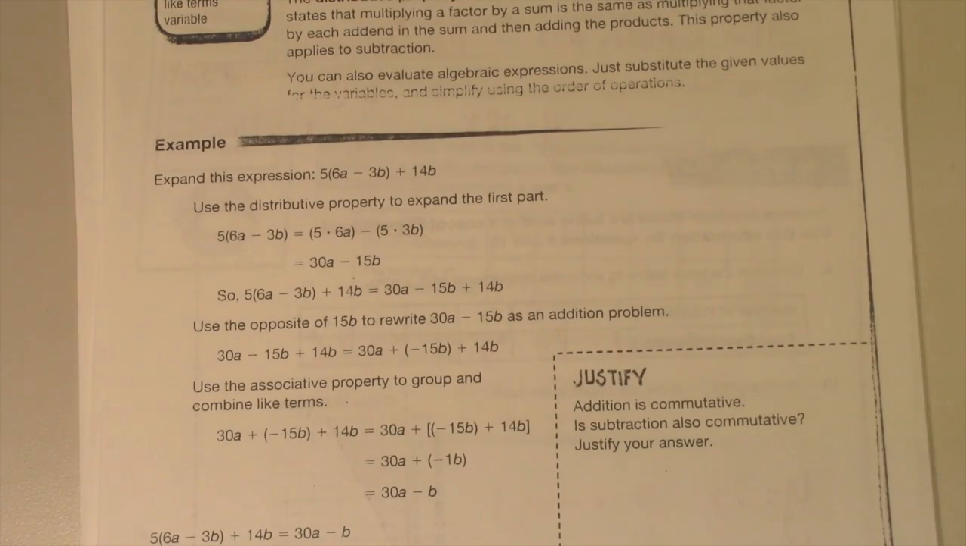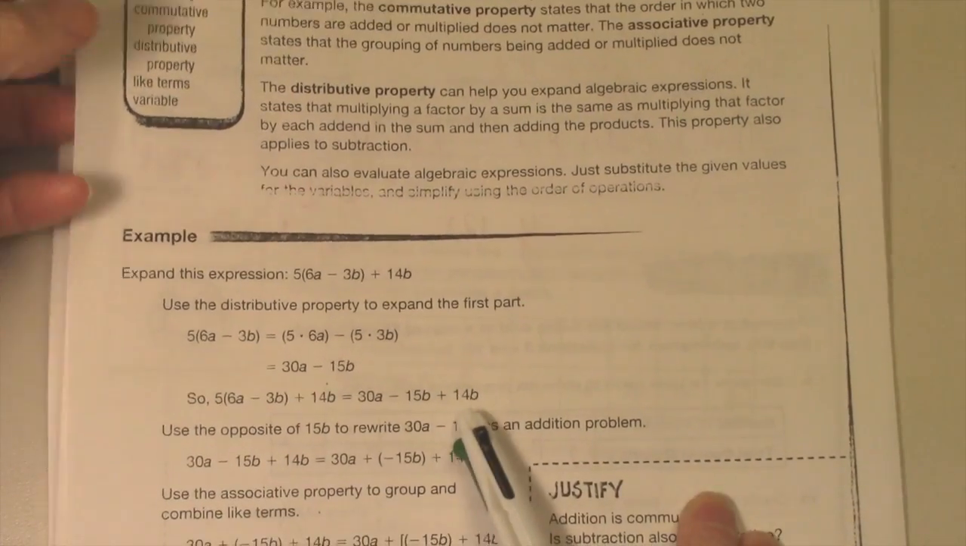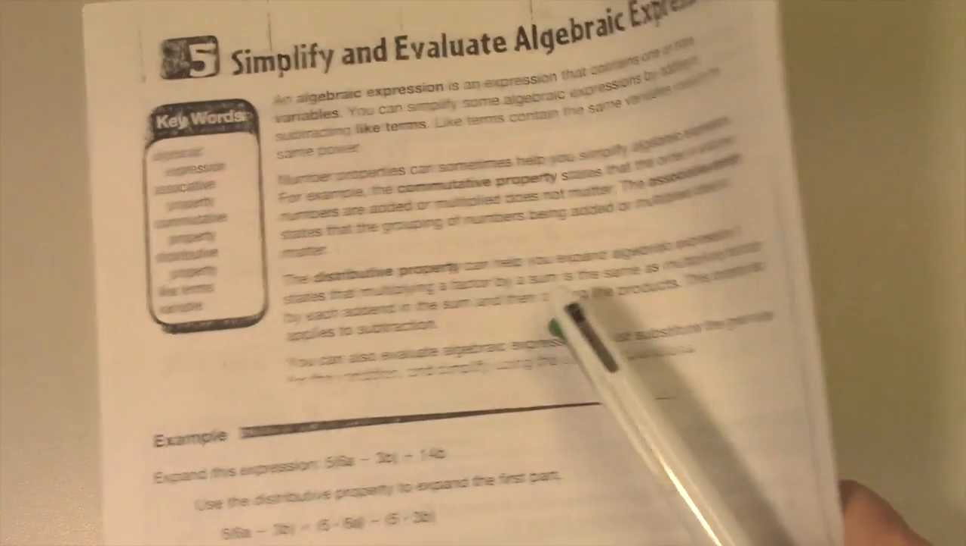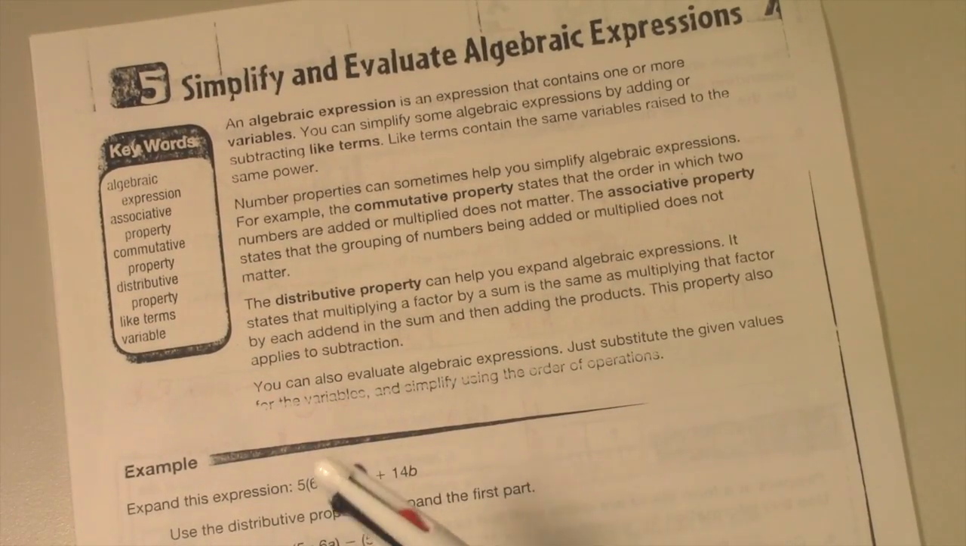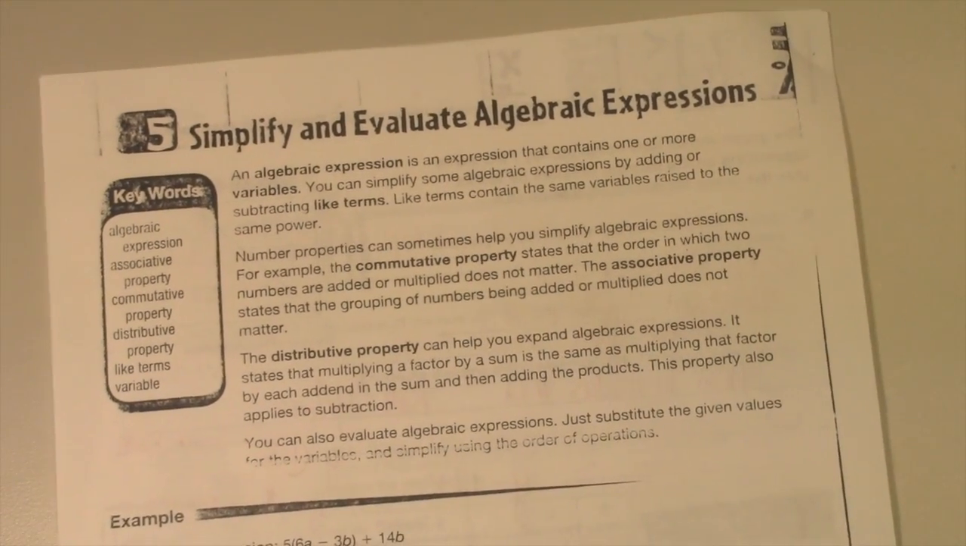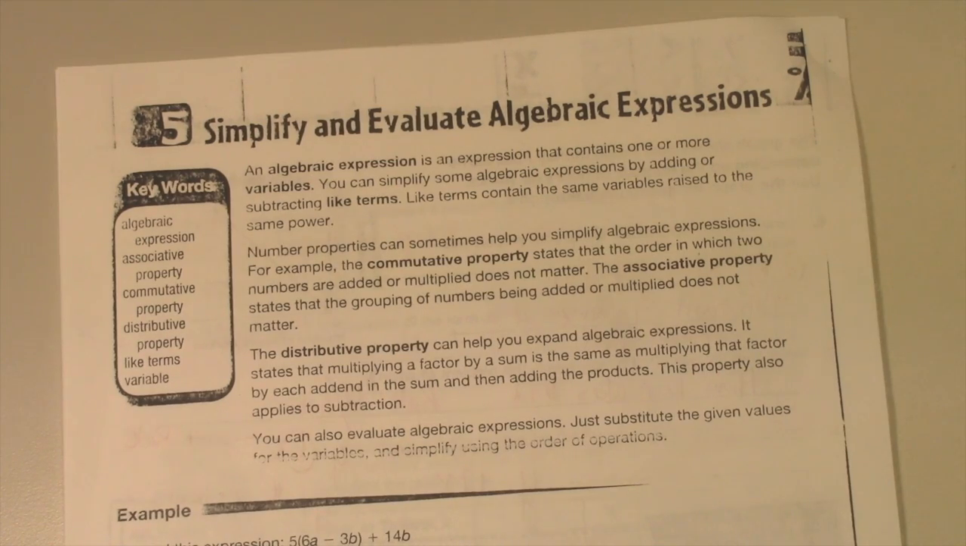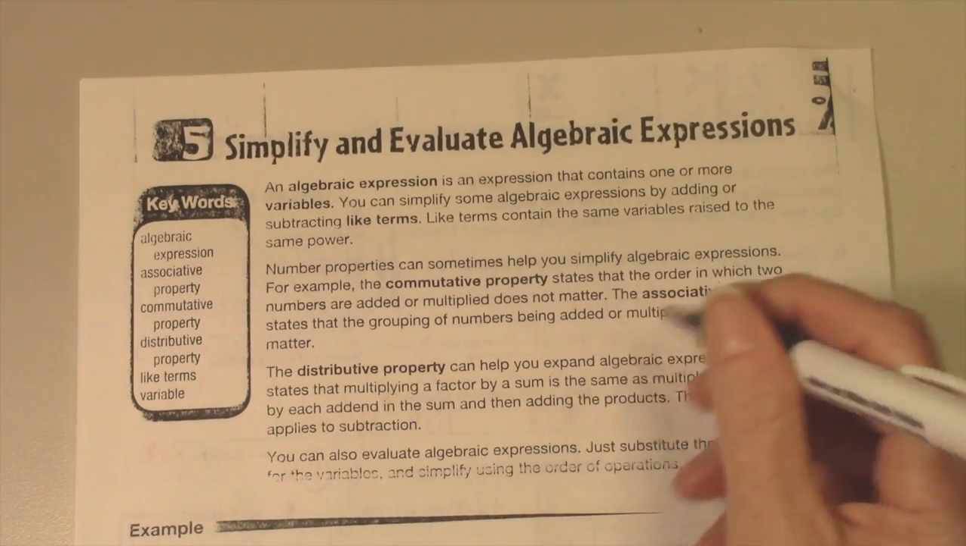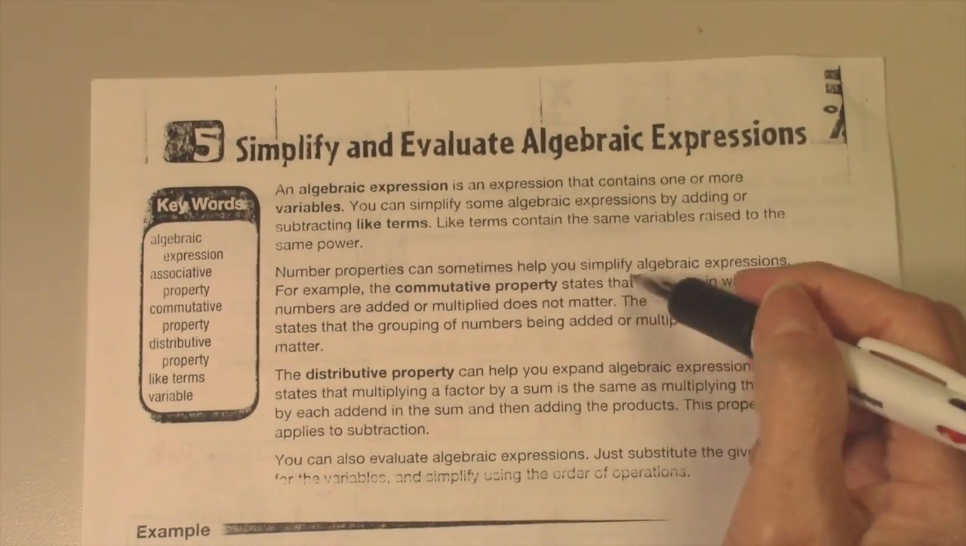Okay, we are moving along. Lesson 5. All right, so we're moving a little bit off of constant proportionality. I may get back to that eventually, but for lesson 5, simplifying and evaluating algebraic expressions. Okay, this I think will be new to you.